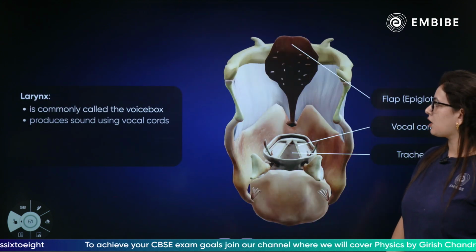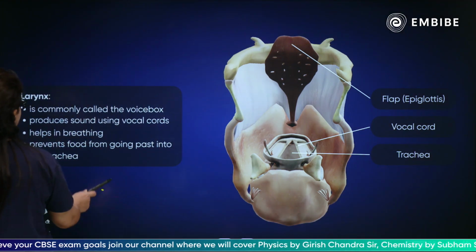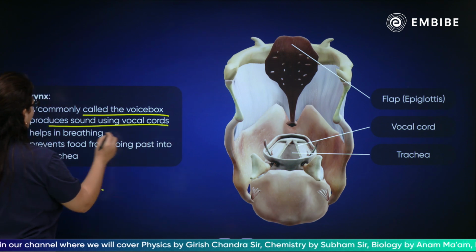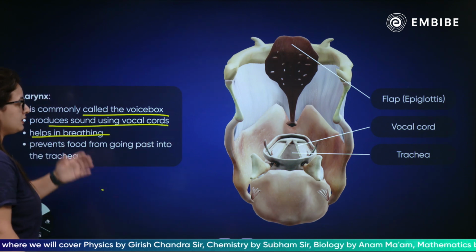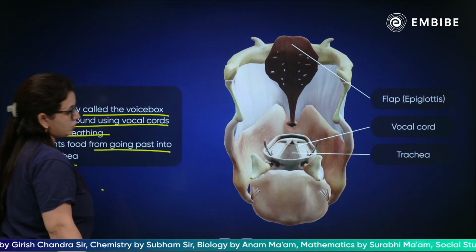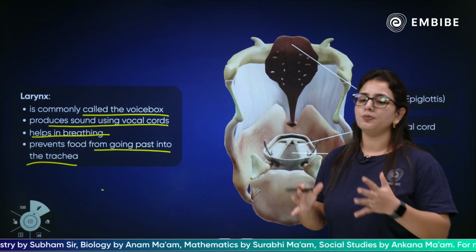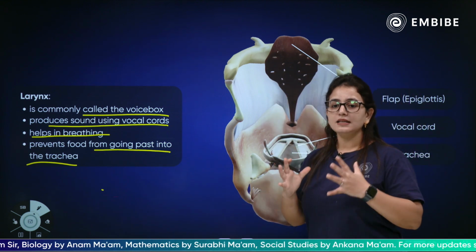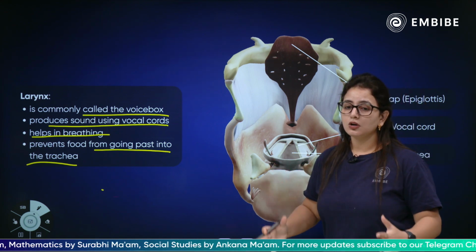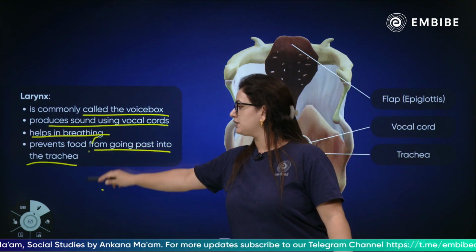So, children, as we talk about the larynx, this is how it looks. This is commonly known as the voice box, which produces the voice, produces sound using vocal cords, helps in the breathing pattern, and prevents food from going past into the trachea. The sound is produced in the larynx because of the vocal cords, and it also prevents the food from going past into the trachea.